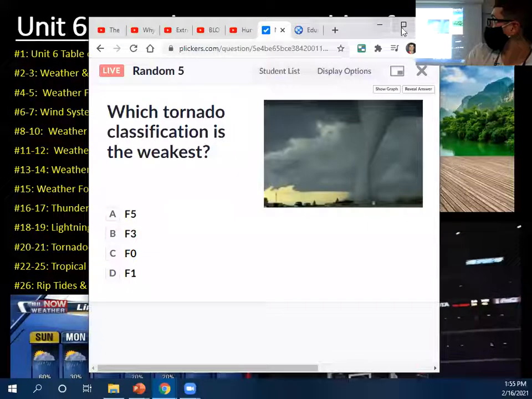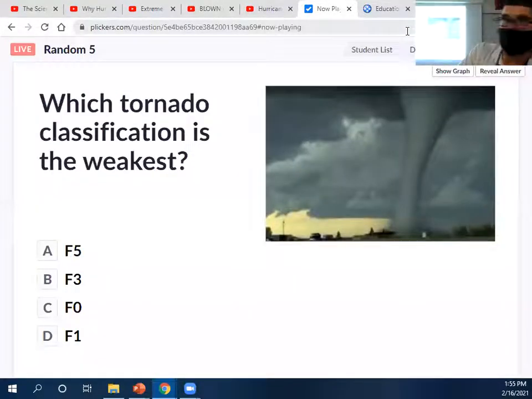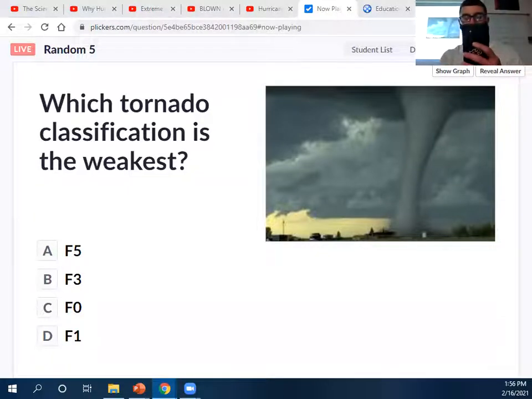All right, go ahead and tell me which tornado classification is the weakest. Again, which tornado classification is weakest? Is it A, F5, B, F3, C, F0, or D, F1? Please answer in the chat. Let's see. Irina, Lakia, Sanaya, Tatiana, Yorkies, Daniela, Joseph, Amira. Please answer the question in the chat.